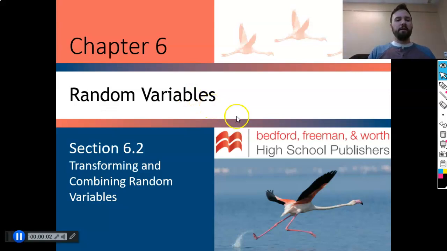Hello y'all, today we are looking at 6.2. With my mouse, we're going to look at how we transform our probability models. This is a lot of review, so if you didn't get it the first time, you get a second shot.